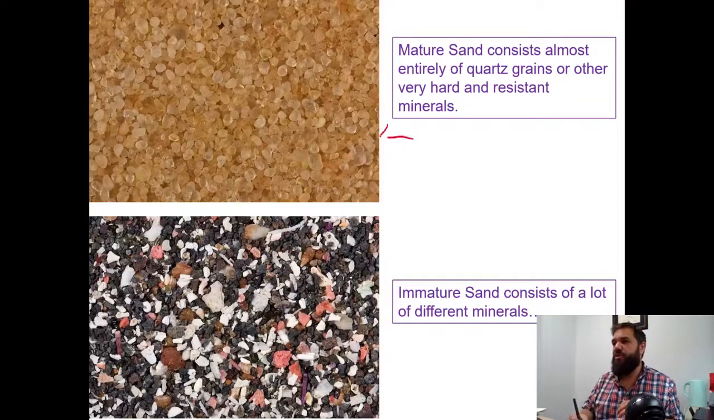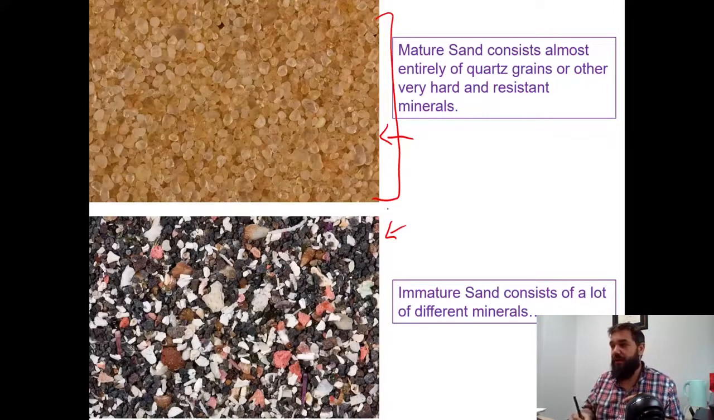This is what mature sand looks like. This is what immature sand looks like. Okay, you see the difference? Immature sand has a lot of, well, look at it. It's actually pretty interesting. You see a lot of things here. Take a look at this. This is actually a really good picture. Notice that the grains up here, the mature sand, are just quartz. There's no heterogeneity. There's not a bunch of different minerals in it. It's just quartz. Those grains are well rounded and they're well sorted, right? They're all about the same size.